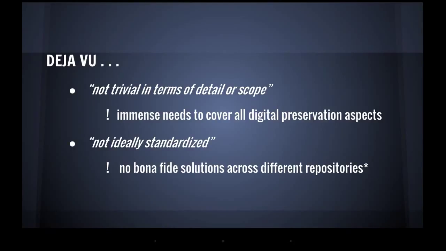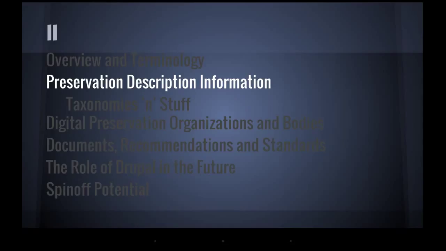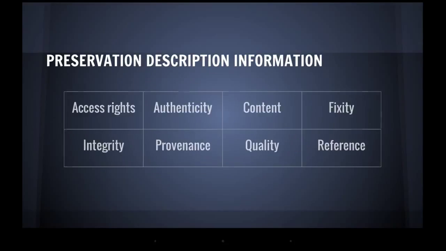So already, we're running into constraints from 3 minutes ago when I said that it wasn't trivial and that it wasn't ideally standardized. And when I say yet, they're working on a standard, so we'll get to that in a moment. Okay, preservation description information. This is a very popular term in the business. Here we go. We have access rights, authenticity, content, fixity, integrity, provenance, quality, and reference. Every single one of these eight terms has made it into the pending standard, which we'll see in a moment.